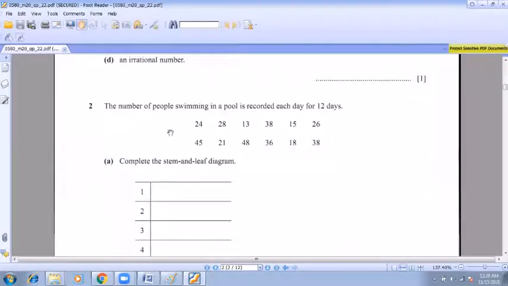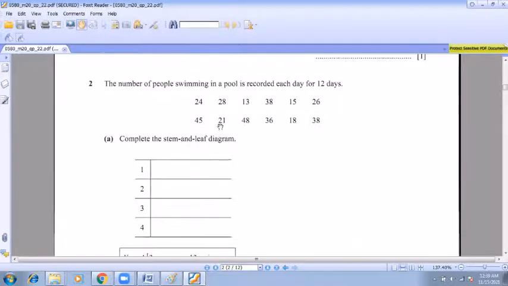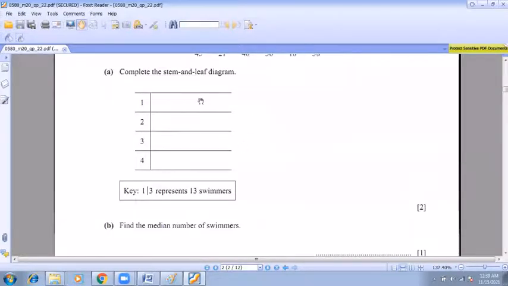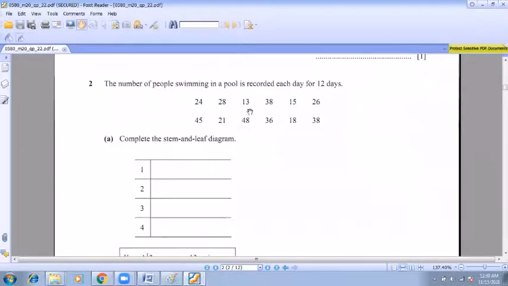Next, the number of people swimming in a pool is recorded each day for 12 days. These are the swimmers: 24, 28, 13, 38. Basically, these are 12 values, like 1, 2, 3, 4, 5, 6, 7, 8, 9, 10. Yes, these are 12. And we have to arrange these numbers in a stem and leaf diagram.